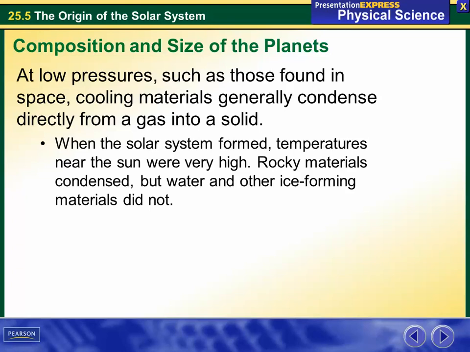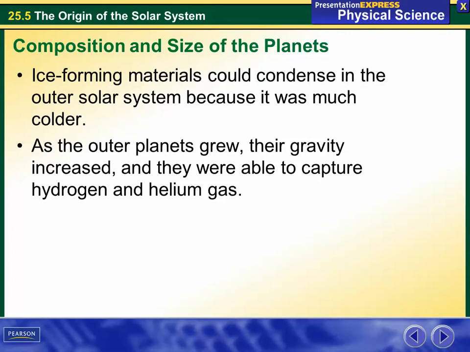However, things on the surface, like water and other materials, were not allowed to condense. They kind of still existed as gas and possibly as liquids, which led to the rockier planets being formed closer to the sun because the temperature allowed that to happen. Ice-forming materials could condense in the outer solar system because it was much colder, so that's why we have those gas planets there. As the outer planets grew, their gravity increased, and they were able to capture hydrogen and helium gas.